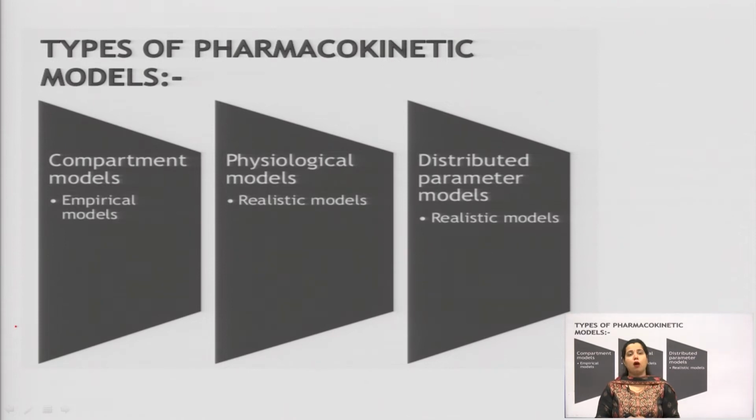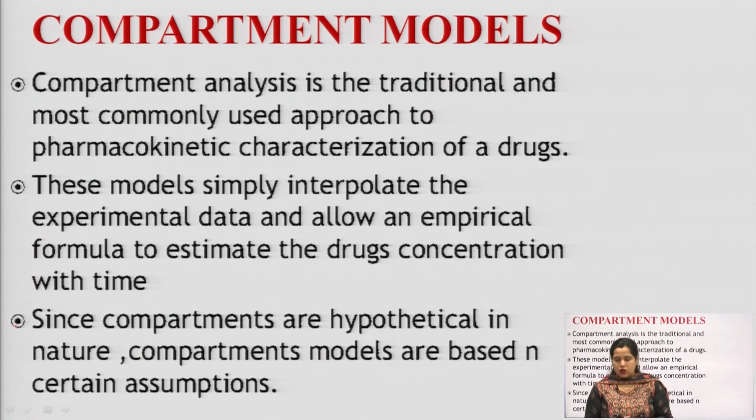So, types of pharmacokinetic models, as I have told you: compartment models, which are empirical models. Physiological models mean realistic models, where we perform biological experiments. Distributed parameter models are realistic models again. So, first we will talk about the compartment model. We will cover all the model dependent approaches, in which the first is compartment models.